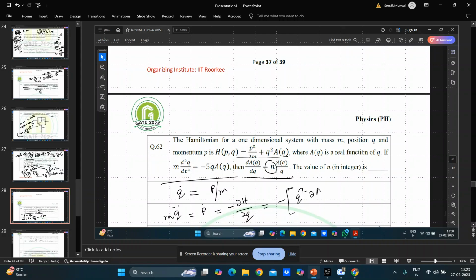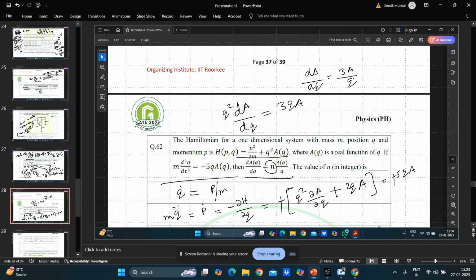Q squared del A by del Q plus 2Q into A, and this total term is equal to minus 5QA. So minus minus cancel. So your Q squared, now A is only a function of Q, so we don't need to take partial derivatives. You can take it as an ordinary derivative. So it is equal to 3QA, right? So your dA by dQ is equal to 3A by Q, right? So n is equal to 3 here.